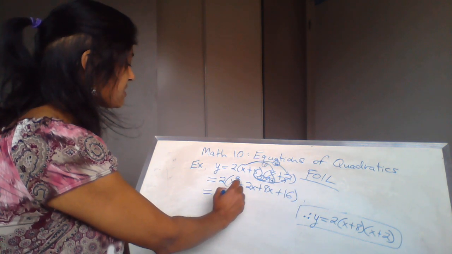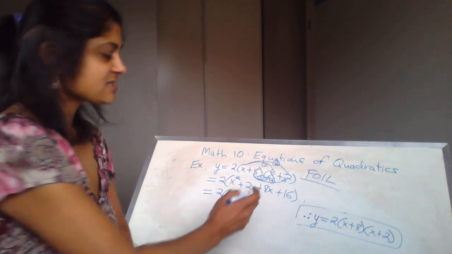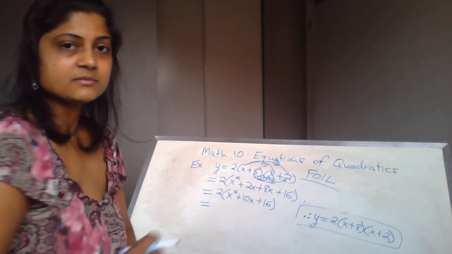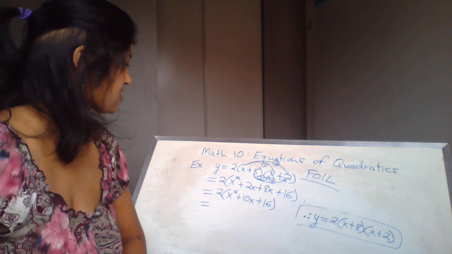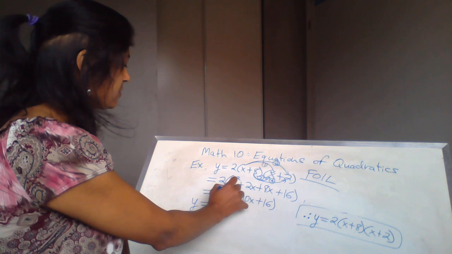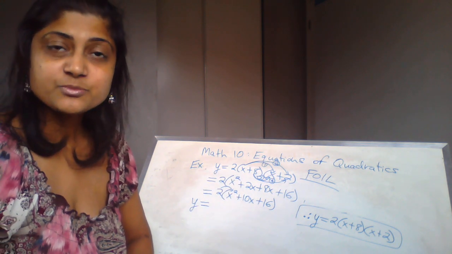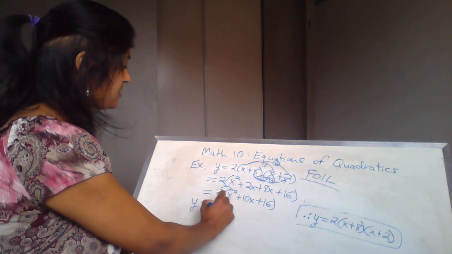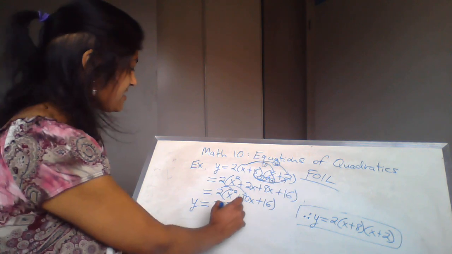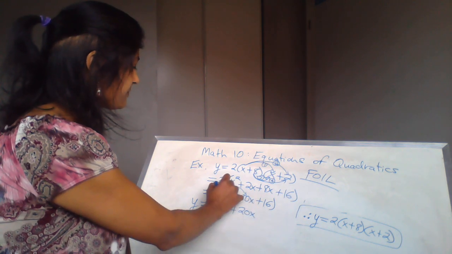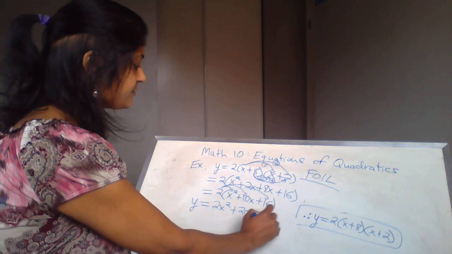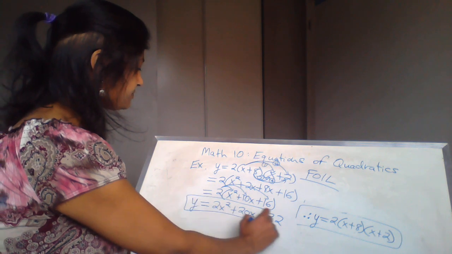I'm going to collect the like terms in the brackets here. So I have 2x plus 8x, positive 10x, and then positive 16. And this will be the last step here. This is going to be in the standard form. So I'm going to put y equals, and then I'm going to use the distributive property and distribute each of these terms out. So 2 times x squared, 2x squared. And we're doing 2 times 10x, which is 20x, so positive 20x. And then 2 times 16 here, which is equal to positive 32.